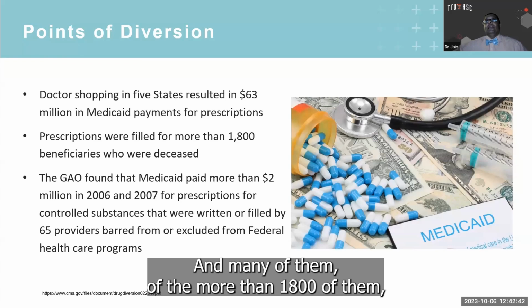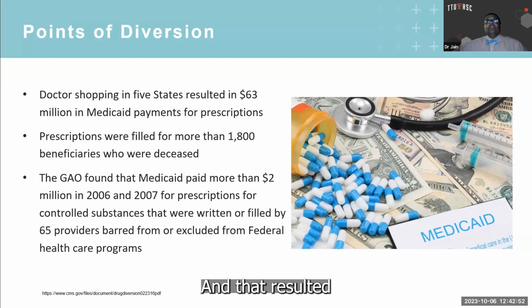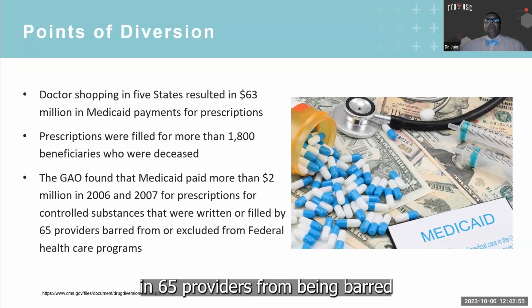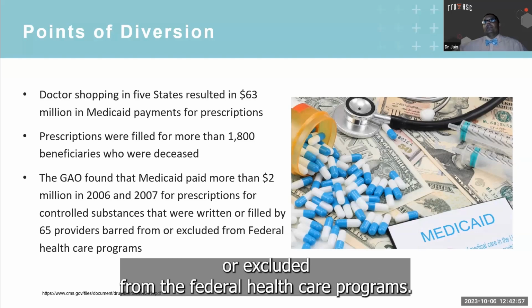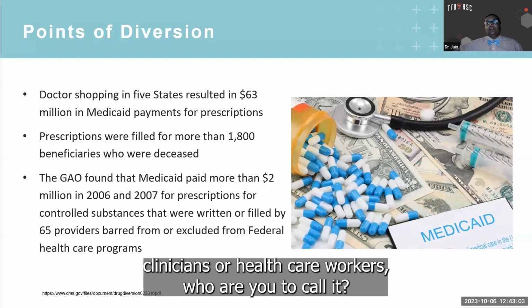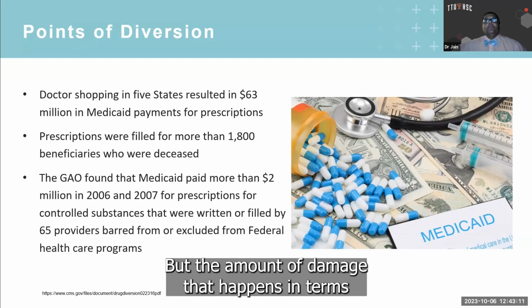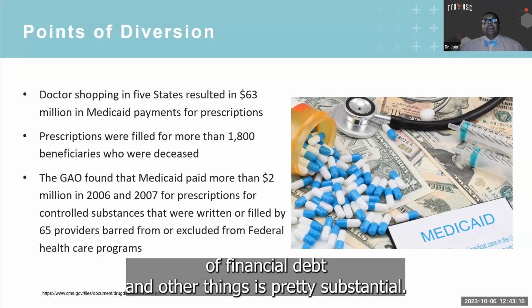Right? And many of them, more than 1,800 of them, were named on patients who were actually dead. And that resulted in 65 providers being barred or excluded from the federal healthcare programs. So the numbers are very small. The clinicians or healthcare workers, whoever you want to call them, the numbers are very small, double digit, maybe triple digit by now. But the amount of damage that happens in terms of financial and other things is pretty substantial.